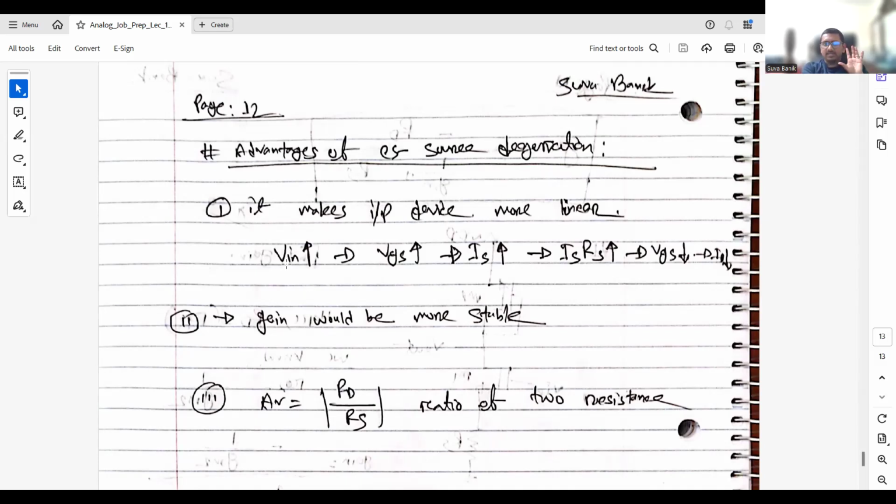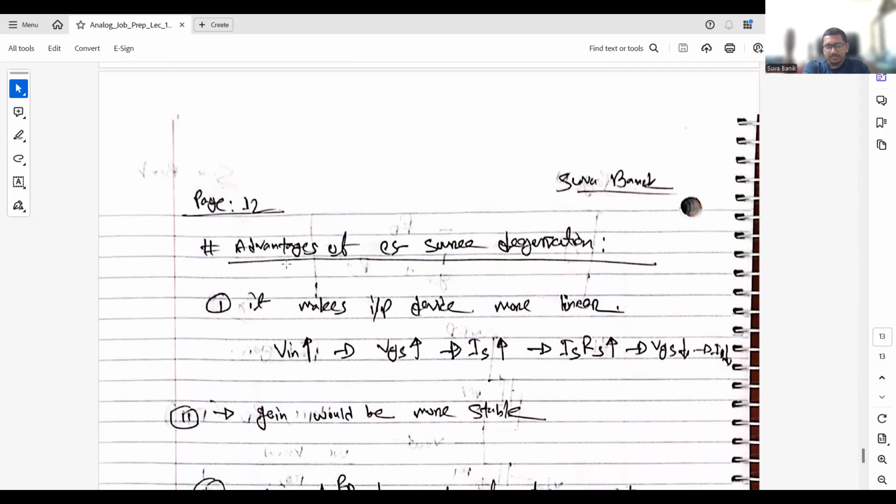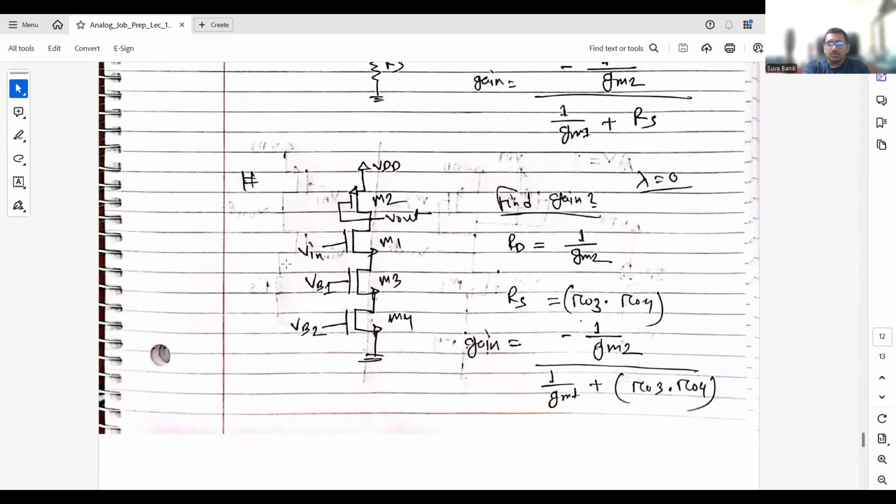If my Vin increases, initially my VGS increases. If VGS increases, the ID or the IS, it's the same current, right? It will increase. If ID or IS increases, the drop will increase, and again VGS will decrease. So you can study a book. I think if you are a fresher, you cannot catch this point from here. So you can read a book for better understanding, but I am telling you that this circuit is more stable.